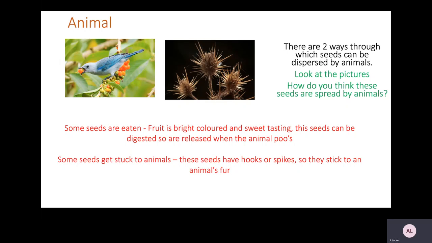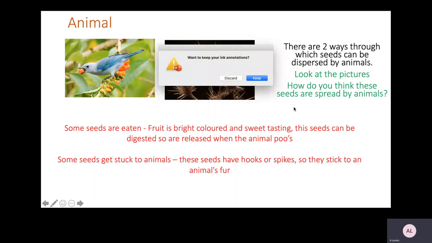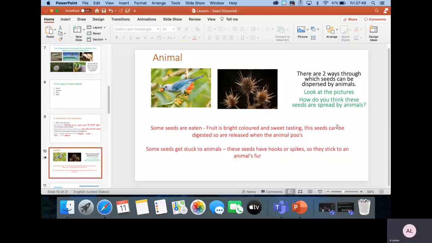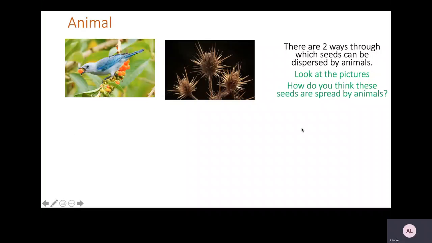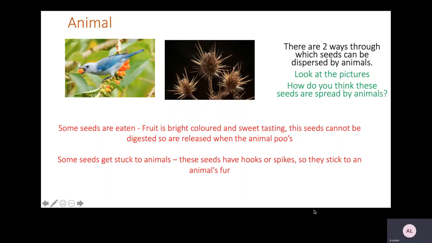So let's just go over that again. So some seeds are eaten. Now the fruit, so you can see that this really colourful bird eating that sort of orangey, reddy bit of fruit. That fruit's bright coloured and sweet tasting, so the animals want to eat it. The seeds cannot be digested. Let me just, I've made a typo. Seeds cannot be digested, so are released when the animal poos. Some seeds get stuck to animals, so these seeds have hooks or spikes so they can stick to an animal's fur, and eventually they'll drop off.